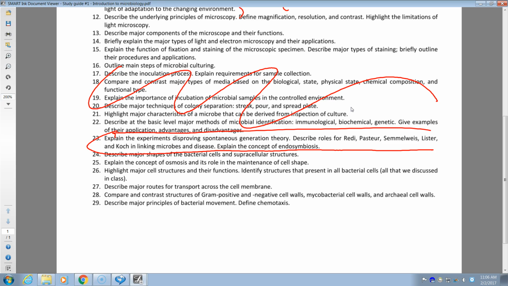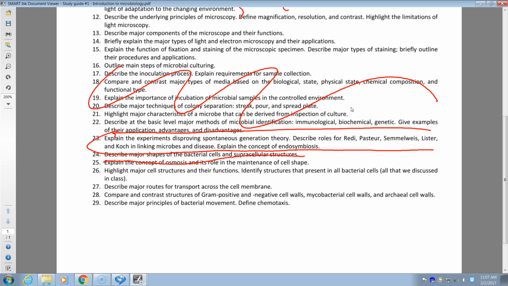Endosymbiosis. Which two organelles are the result of endosymbiosis? Mitochondria and chloroplast. Clear? Why are we pretty sure they are endosymbionts? They have DNA independent of the nuclear nucleoid DNA, and they undergo binary fission. They can replicate actually independently. Okay? Osmosis.